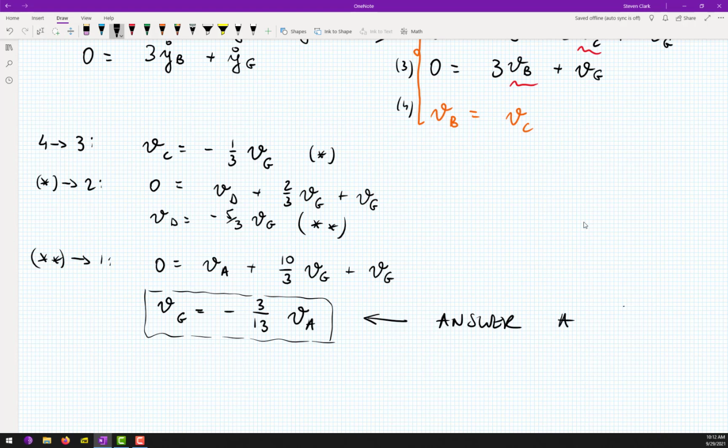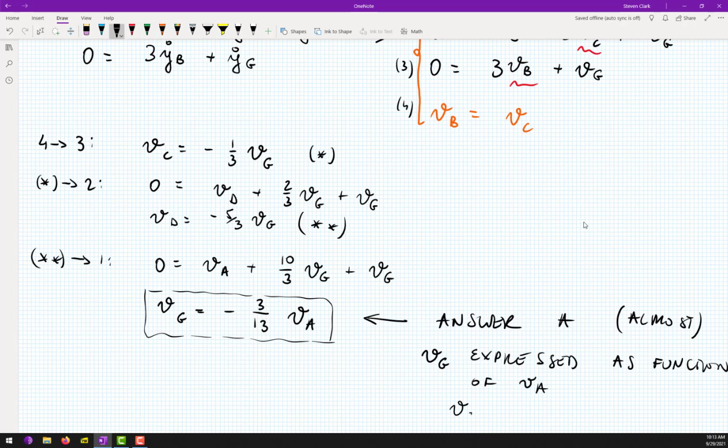A, almost, okay? Almost. This is VG expressed as a function of VA. In other words, VG is a function of VA. Before plugging in values, you can already plug in values, but they also ask us to find the acceleration of G. Let's do it in 1 second.